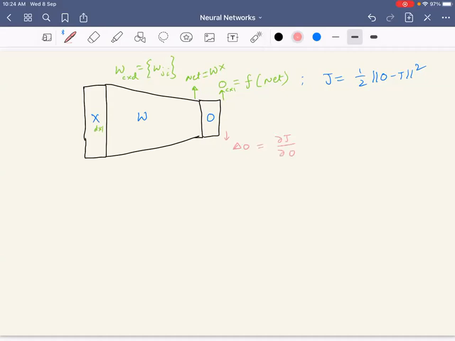So what is the dimension of delta O? What do you think is the dimension of delta O? Quick answers are welcome. And what is the solution for delta O also is required? It is C cross 1, and then this is O minus T. It is very clear.